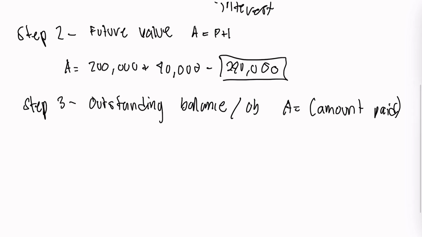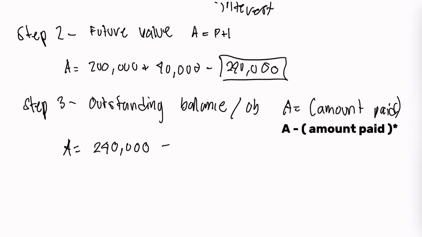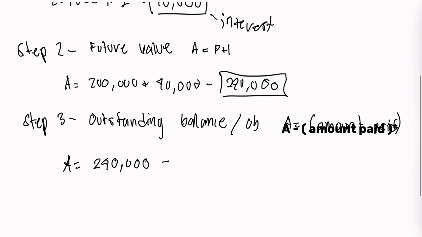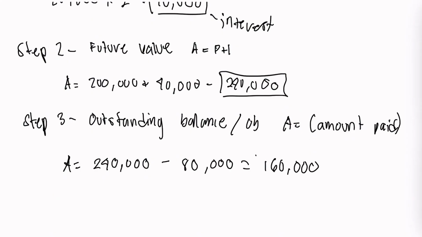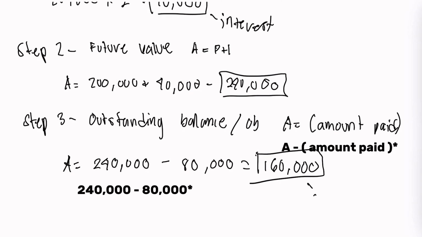So the formula to find the outstanding balance is A minus the amount paid. So now let's substitute the values to the formula. The value of our A is 240,000 and our amount paid is 80,000 and equals 160,000. And that is our outstanding balance. That is the answer.